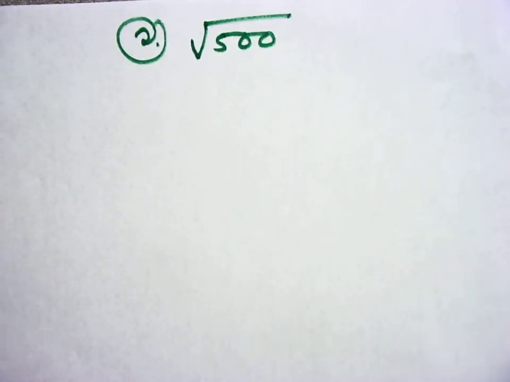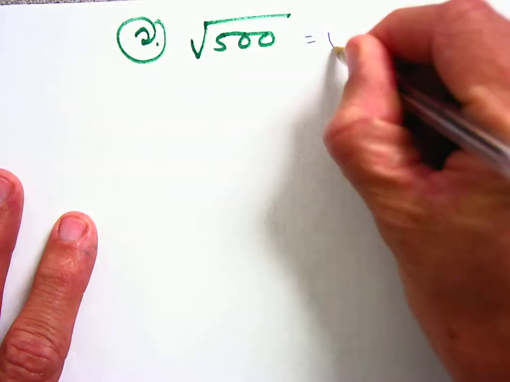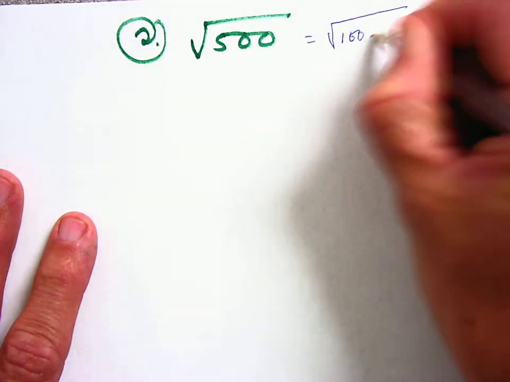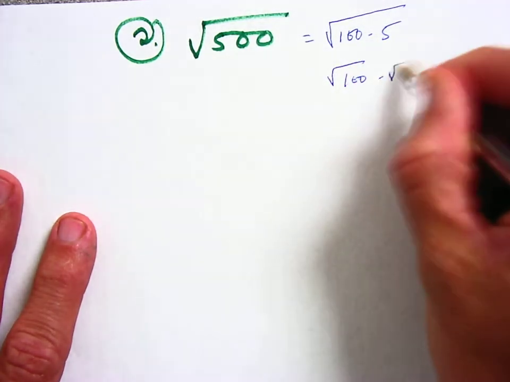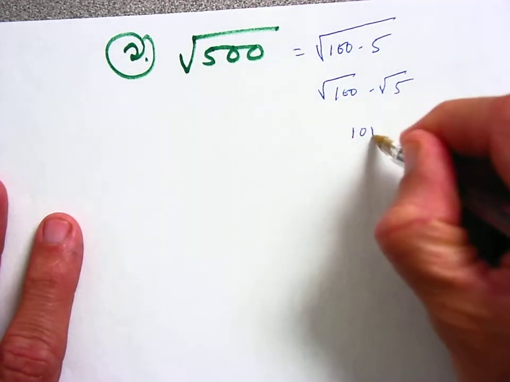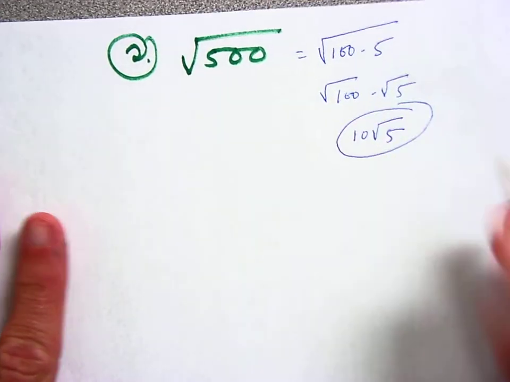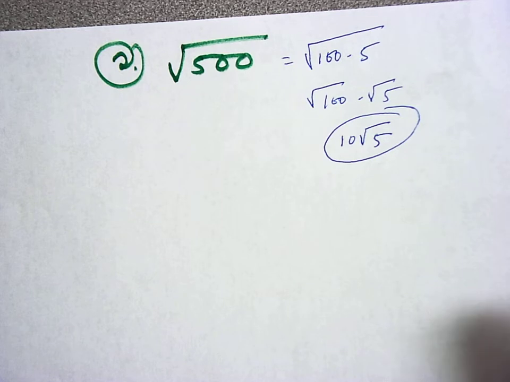All right, example 2. Ooh, the square root of 500. I like those zeros. Makes me think of 100. So 100 times 5, and then you separate it. The square root of 100 is 10, so it's 10 radical 5. No decimals for this section. We're just breaking down what you did in Algebra 1, but it might have been a while.